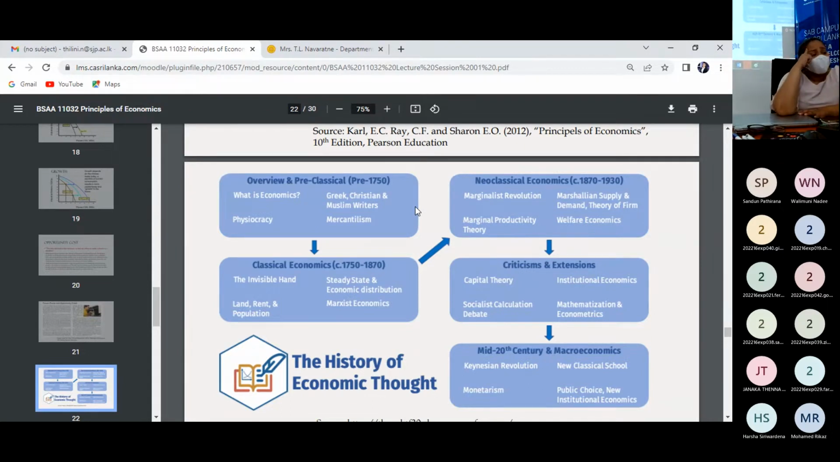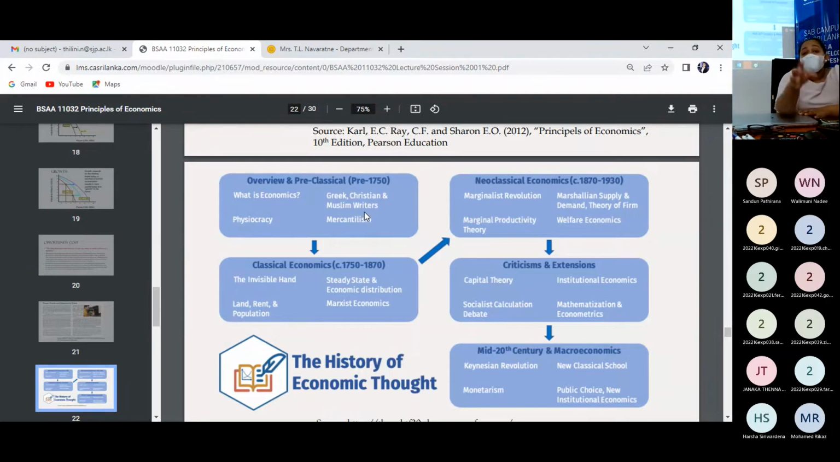As I told you, you would have heard about classical economics, pre-classical economics, right? Have you heard about some of the Greek economists? Then Kautilya, Chanakya in India, you would have heard, right? These are Greek, Christian, Muslim writers from the pre-classical period, a long time ago, before 1750. They had basic thoughts about economics.